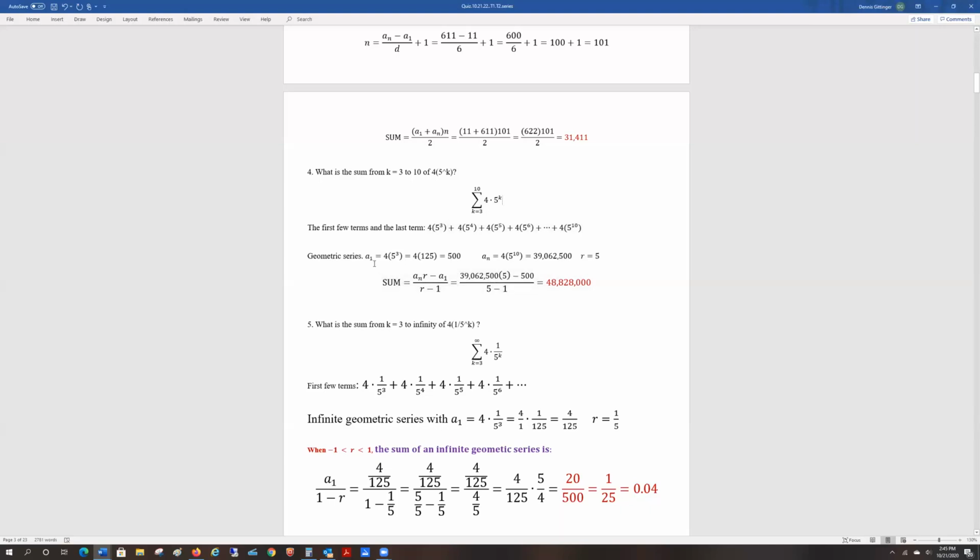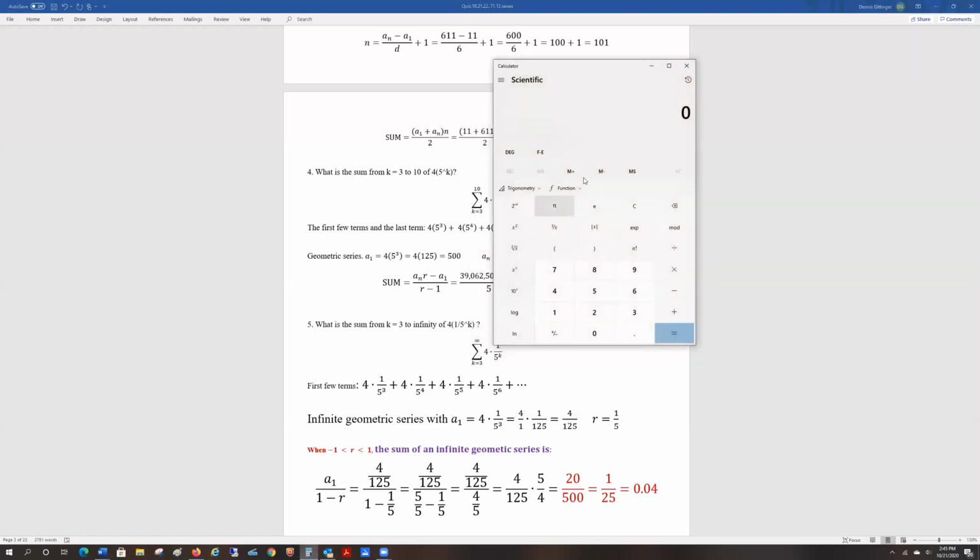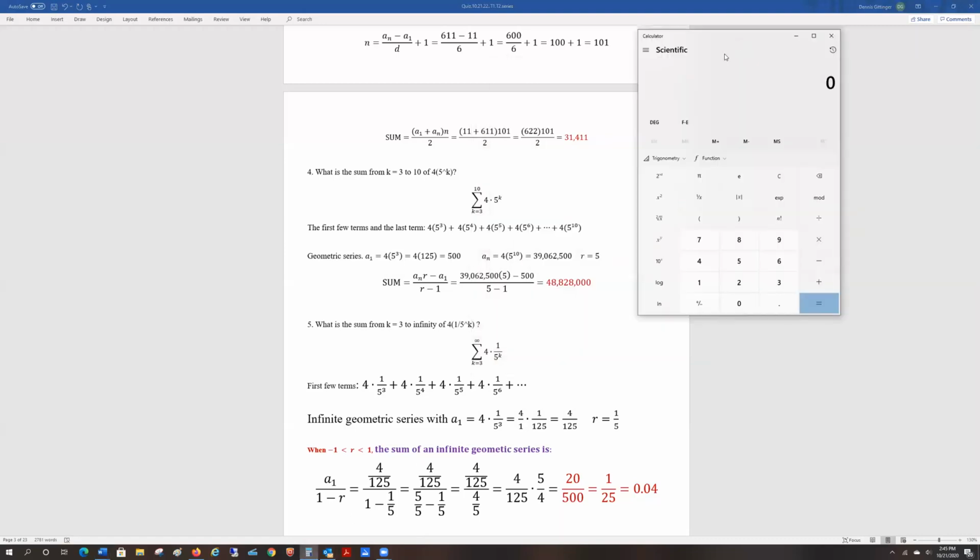So it's geometric. You have to know the first number. No, the first number is a sub 1. The last number is a sub n. So you multiply the last number by r. The last number is, oh my God, I'm going to model that for you with my calculator because these are getting kind of big here. The last number is 4 times 5 to the 10th.